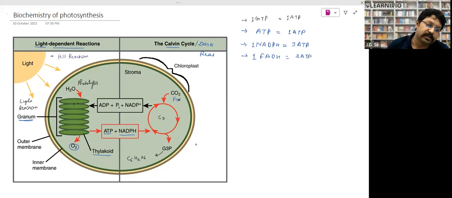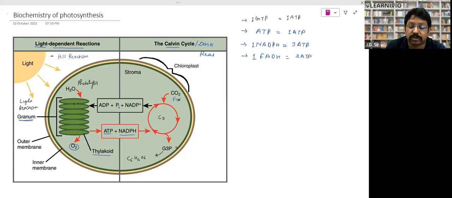So this dark reaction goes on. Carbon dioxide is converted to G3P. G3P is a 3 carbon compound. That's why the cycle is also known as the G3 cycle or Calvin cycle, right? Calvin was a scientist who discovered this cycle. That's why it is also known as the Calvin cycle.